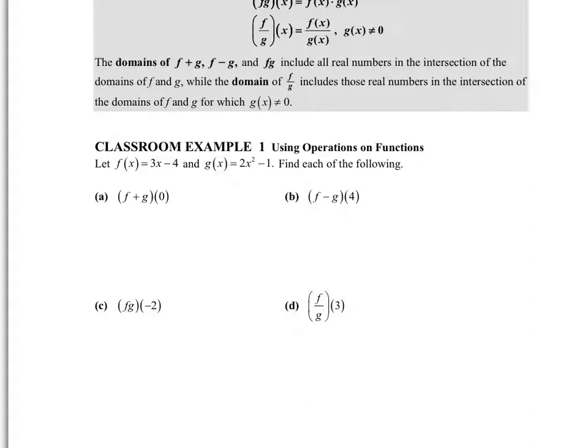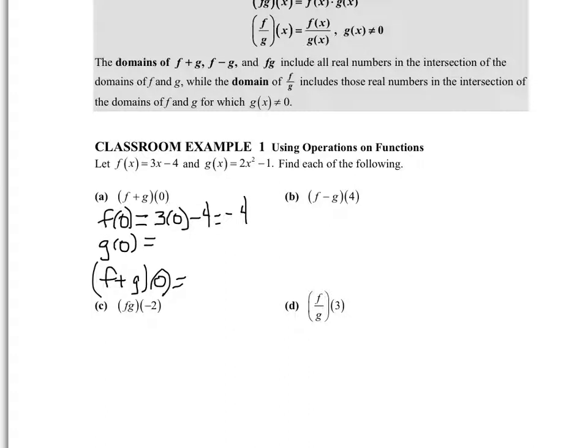If you look at A, and it's asking you to add these functions together and evaluate for an x value of 0, what I am suggesting is that you can find f of 0 first, and then we'll find g of 0, and then we can add those together. So to evaluate f of 0, I go to the f function, which says that it's 3x minus 4. So I'm going to substitute 0 in for x, and when I do that and simplify, I come up with a value of negative 4.